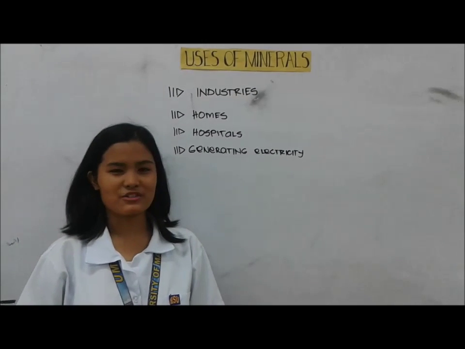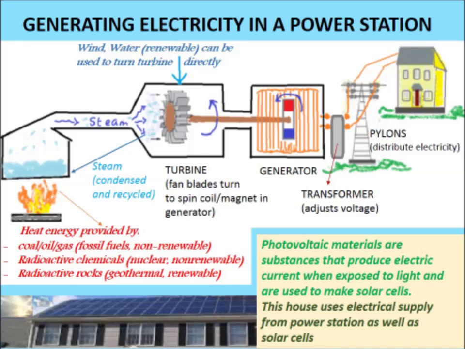And generating electricity. In generating electricity, minerals can also be used. An example of this is photovoltaic materials. Photovoltaic materials are substances that produce electric current when exposed to light and are used to make solar cells.